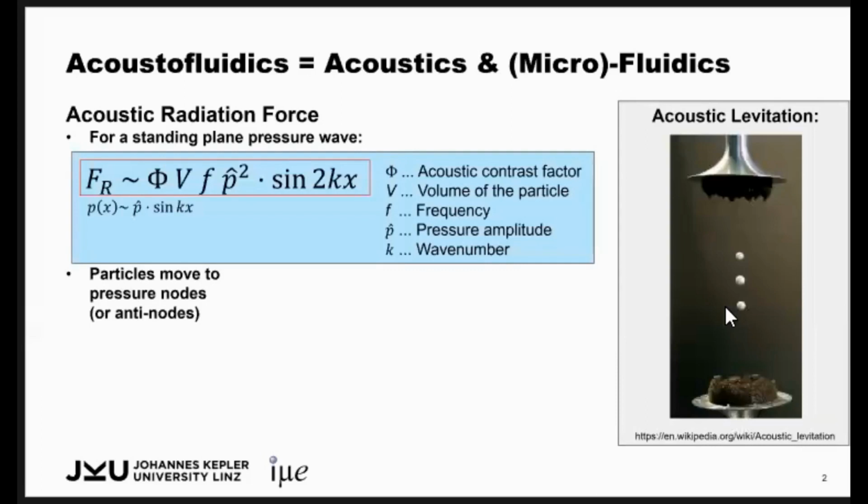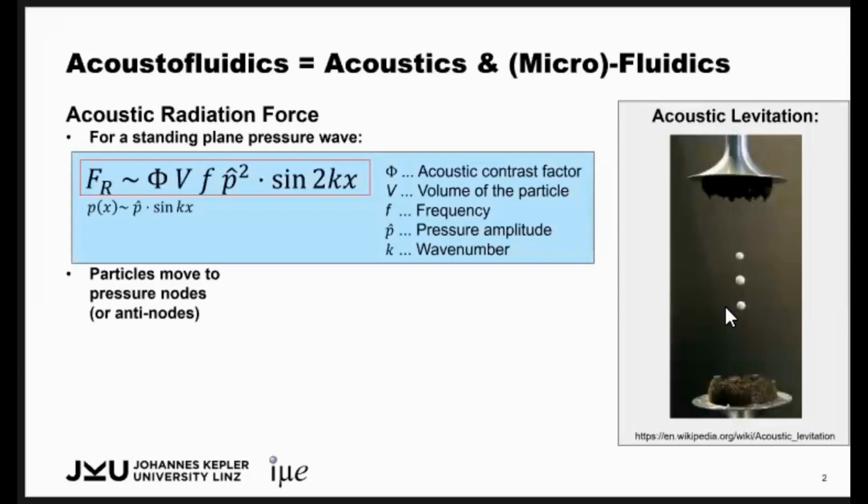And for a standing plane pressure wave, it has this form. So it depends on a so-called acoustic contrast factor, Φ. It contains the mechanical properties of the particle and the fluid. Then it depends on the volume V of the particle, on the frequency of the sound wave, on the pressure amplitude squared of the sound wave. And here you can see the sin(2kx). You see that the force has twice the periodicity of the pressure wave.